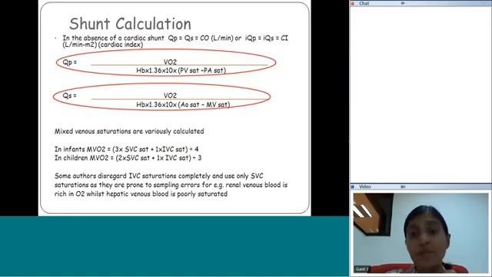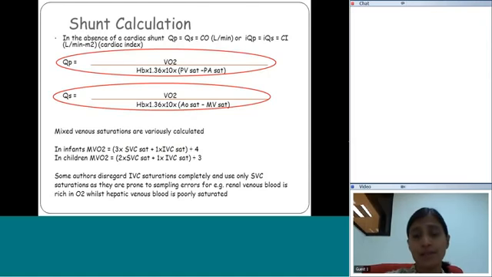For example, if your PV sat is 99 and your PA sat is say 80, it will be 19 divided by 100, so it will be 0.19. Remember that you have to express it as a fraction. Similarly, for QS, you follow the formula that is outlined below.